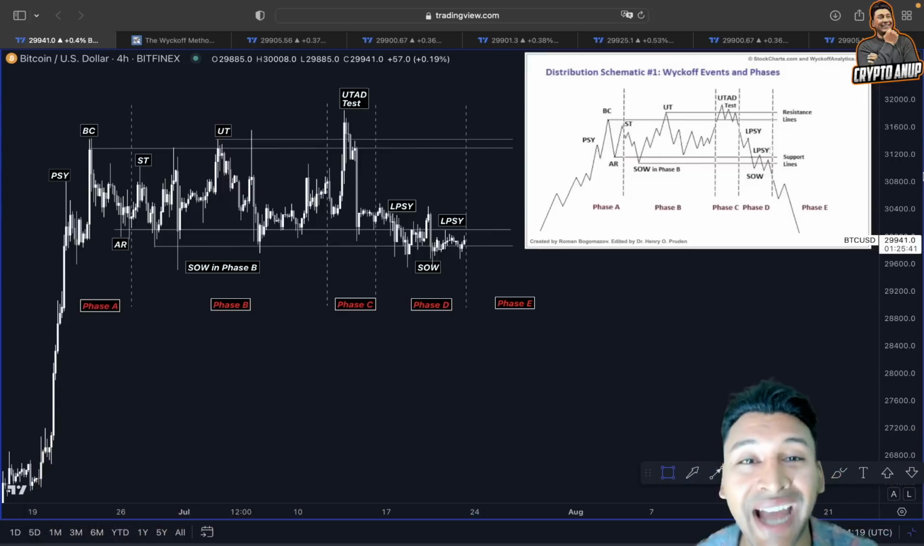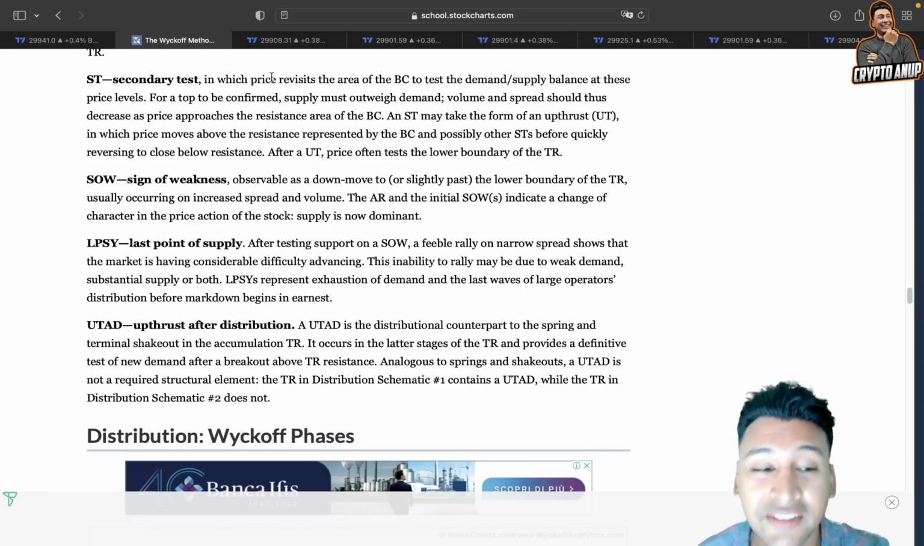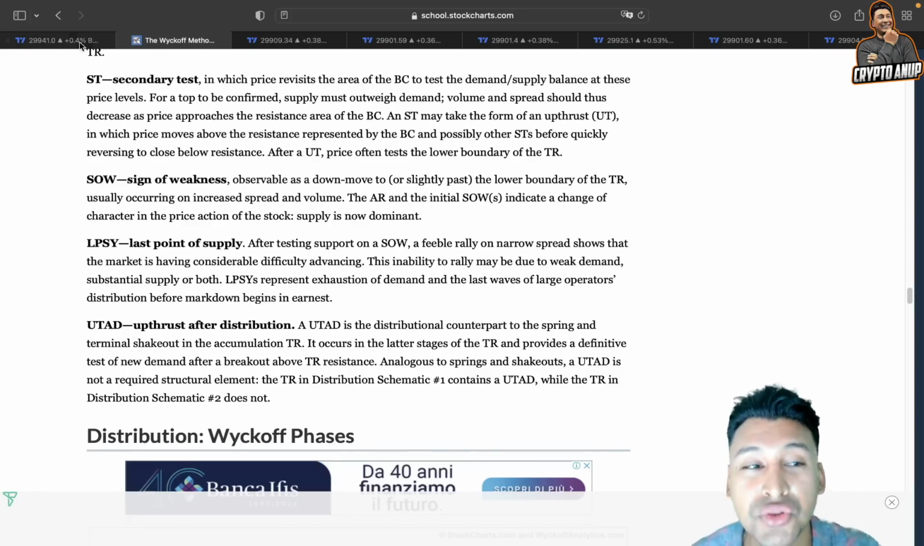So looking at this here in a 4-hour time frame for Bitcoin, we are forming a distribution schematic from Wyckoff, which is indicating we are in danger. Yes guys, the price of Bitcoin right now is finding itself around this phase D, and after phase D we will be entering inside this phase E, and phase E is the area where the actual distribution happens.